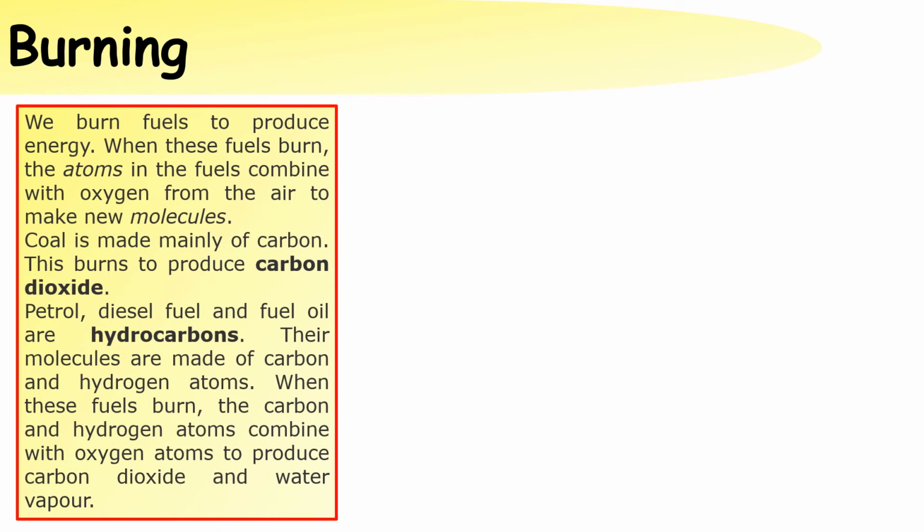We burn fuels to produce energy. When these fuels burn, the atoms in the fuels combine with oxygen from the air to make new molecules. For instance, coal is made up of mainly carbon atoms. When it burns, it forms carbon dioxide. Petrol and diesel fuels are also hydrocarbons. When they burn in air, they produce carbon dioxide and water vapour.